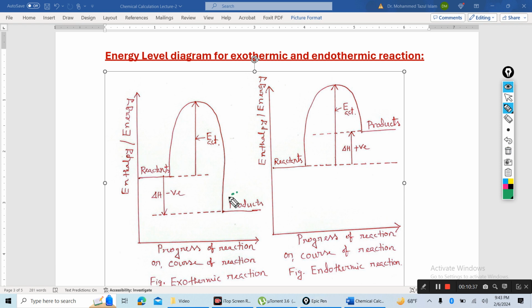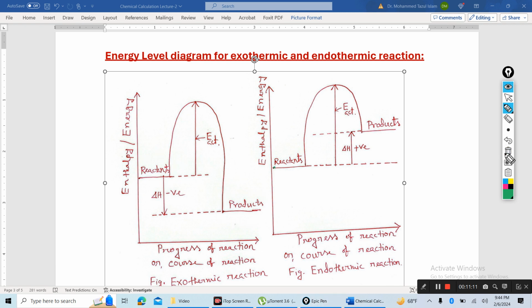If product has less energy than the reactant, you see the reactant has an energy from this to this and the product has only this. This is product, this is reactant. So in an exothermic reaction, the product has less energy than the reactants.